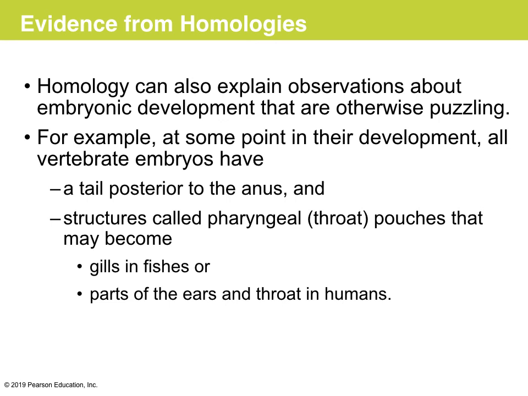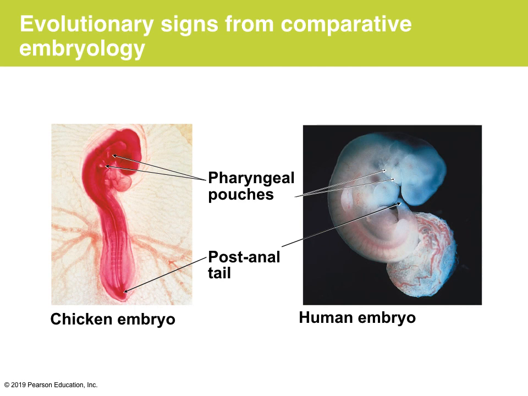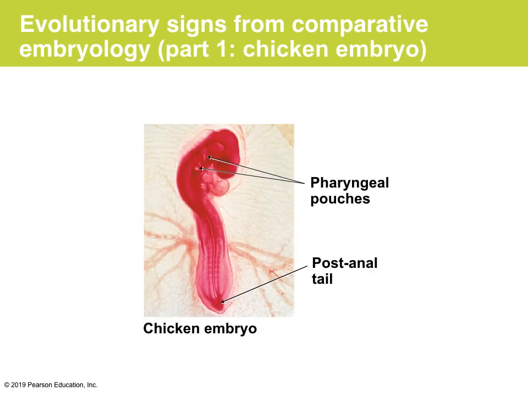So let's see an example here. All right, so this is comparative embryology. So looking at the chicken embryo on the left and the human embryo on the right. I'll get to a closer picture in a second, but you can see the pharyngeal pouches. You can see the postanal tail, even though if you look at a chicken, you don't see a tail. And if you look at a human, you don't see a tail. So looking at it a little more closely, it's probably better if you look at the picture in your book.